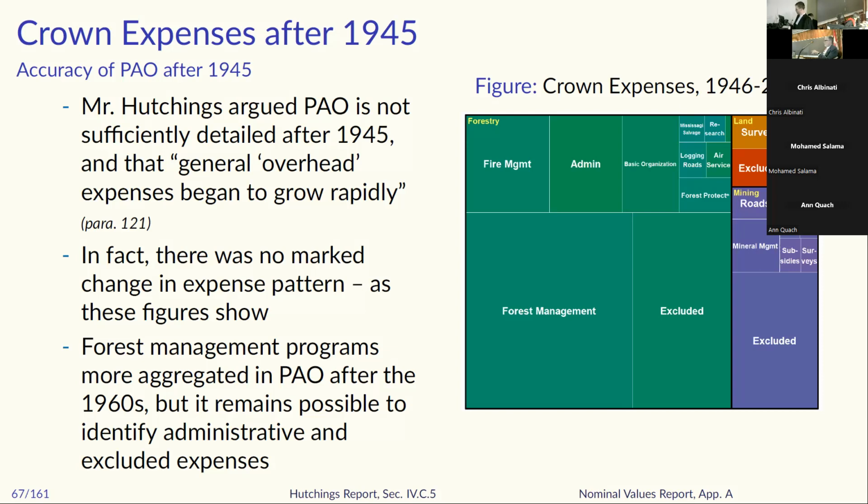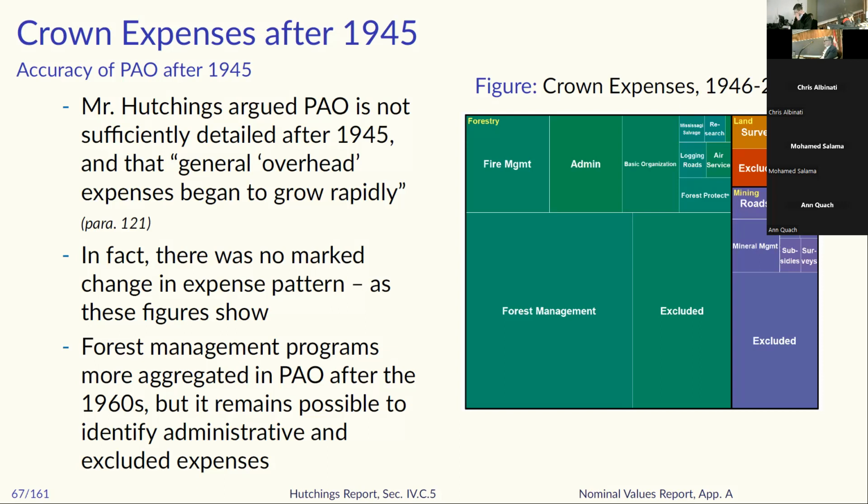I'm trying to respond to Mr. Hutchings' assertion that overhead rose so much after 1945 that he cannot rely on the PAO anymore to do his calculations. That's the main reason he gave for this fundamental change in his technique in 1945. Right. And so I am turning to the data to see whether I agree with the statement that overhead programs, as I understand that term, went up.